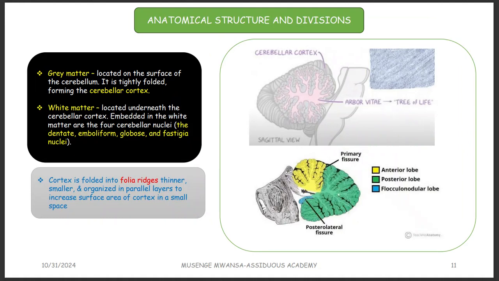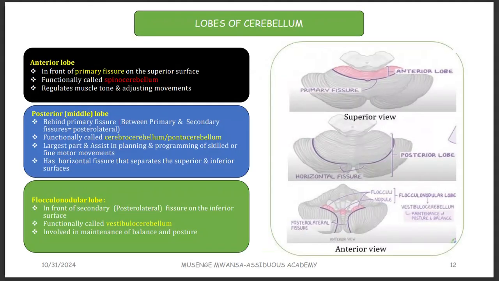It is also divided into gray matter and white matter. In the white matter is where you're going to find the deep cerebellar nuclei, and there are four: the dentate nucleus, the emboliform nucleus, the globose, and the fastigial nuclei. And this is also important to know.